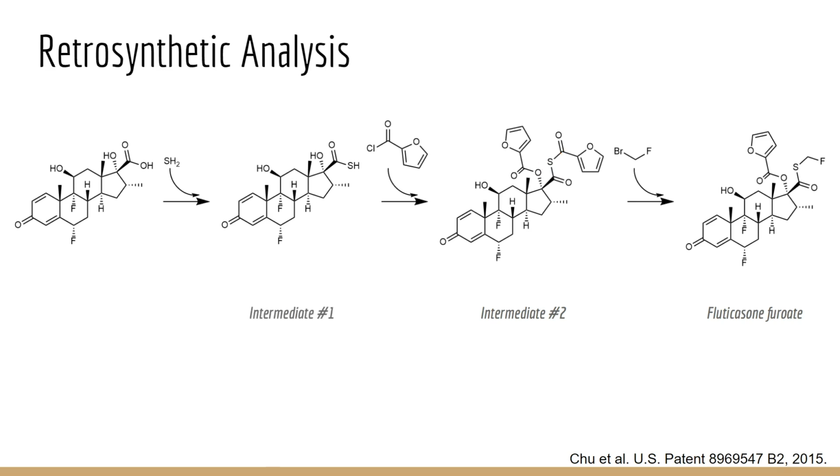The first intermediate molecule would be reacted with furyl chloride with the intention of functionalizing the alcohol connected to the stereocenter. However, this also happens to the thiocarboxylic acid, so both the oxygen and sulfur atoms are functionalized in this reaction. The first intermediate can be generated from a starting compound, flumetazone acid, by replacing the carboxylic acid alcohol for a thiol using hydrogen sulfide.